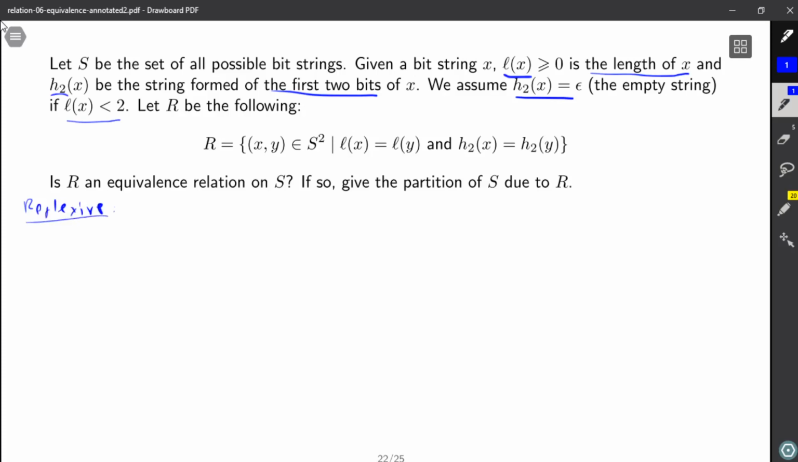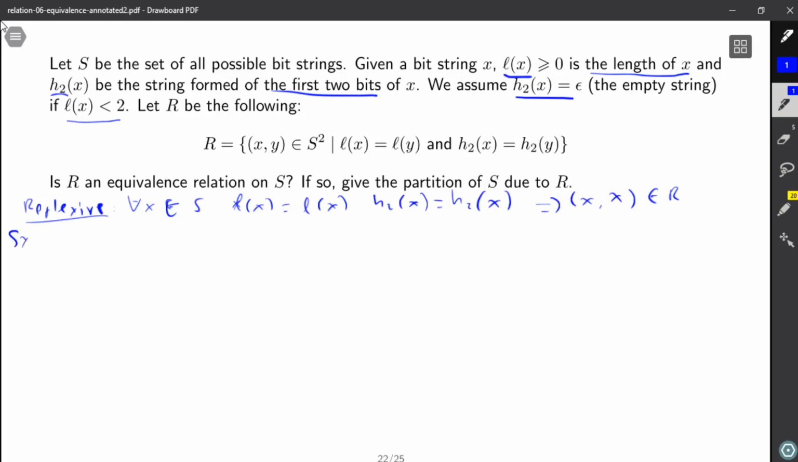Why is it reflexive? Clearly, for x in S, you know that L(x) is L(x), and of course h2(x) is h2(x). So therefore (x, x) must be in R, right?